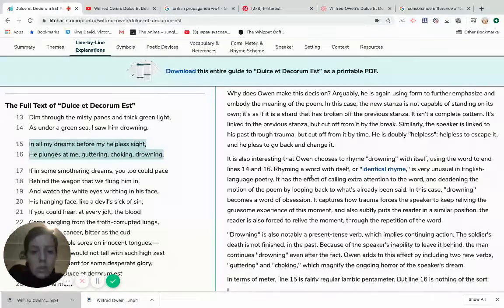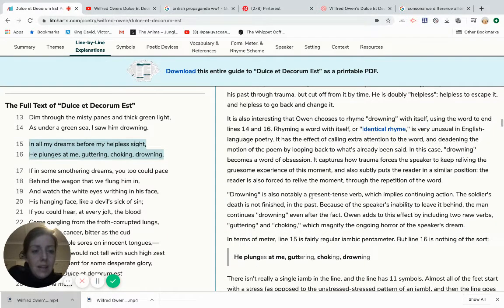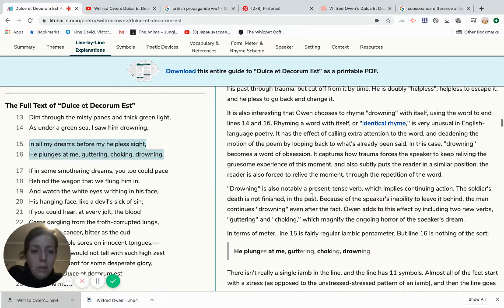It is also interesting that Owen chooses to rhyme drowning with itself, using the word to end lines 14 and 16. Rhyming a word with itself, otherwise called identical rhyme, is very unusual in English language poetry. It has the effect of calling extra attention to the word and deadening the motion of the poem by looping back to what's already been said.